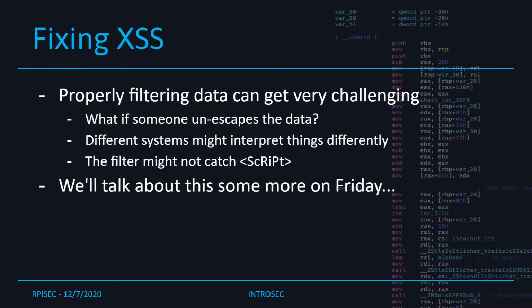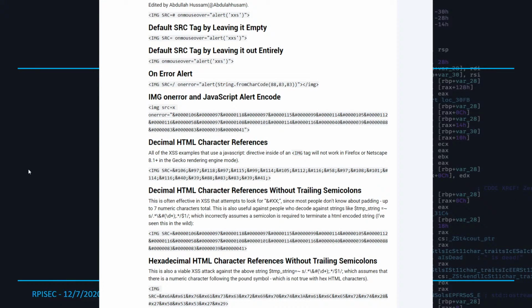Now, properly filtering data can get pretty difficult. Like, what if it gets unescaped at some point? Or what if we have 5 different systems at once that are all interpreting things differently? What if the filter doesn't understand that this sarcastic-cased script here is actually a meaningful tag? There's a lot of ways to try to get around filters and escaping.